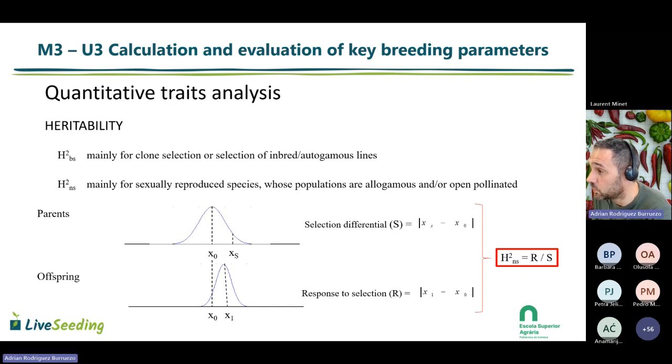There will appear, to the difference of clone selection or highly inbred or autogamous lines, the difference is that in this case, this selected population will suffer from one generation to the other a high level of recombination of the alleles. So the only part which will pass from the selected population to the next generation, to the offspring of this selected population, is the additive part. I mean, the good alleles, the good genes that these selected individuals had at the beginning.